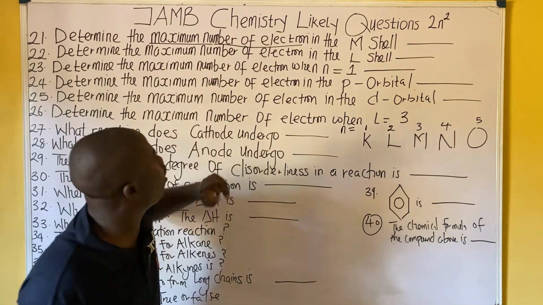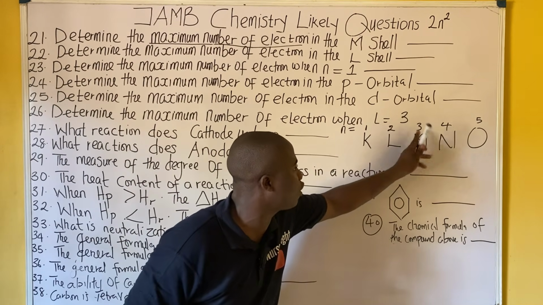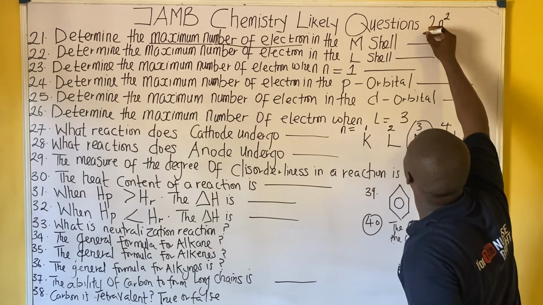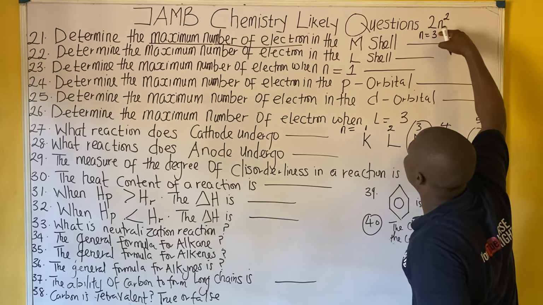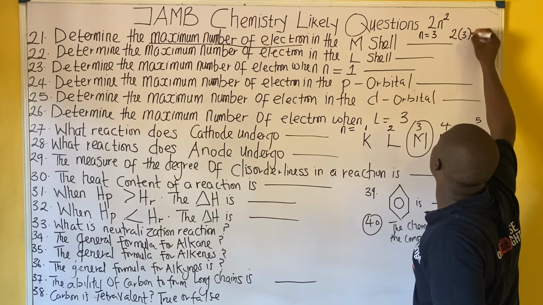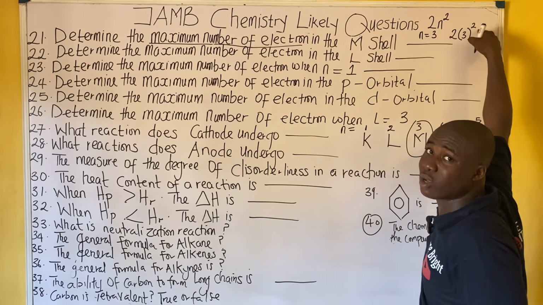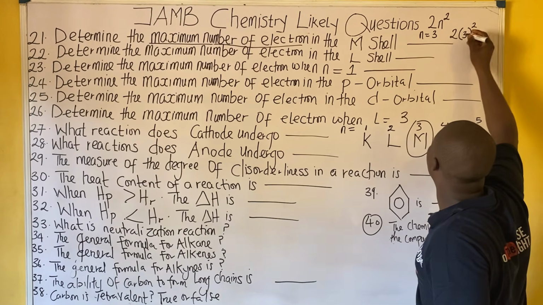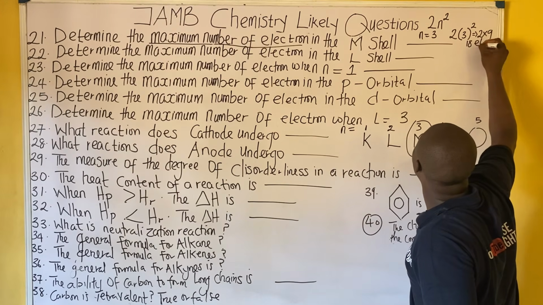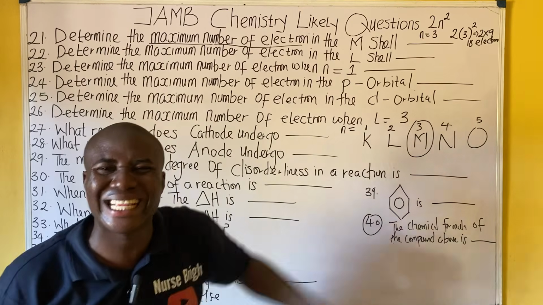So for the first question, determine the number of electrons in the M shell. You go for the M shell and look for the n value for the M shell. What's the n value for the M shell? 3. So for the M shell, n is equal to 3. Using the formula for the maximum number of electrons, it should become 2, open bracket, n is 3, close bracket, raised to the power of 2. You should solve the bracket first, BODMAS. So 3 raised to the power of 2, what's that? That's 9. 3 times 3 is 9. So we are having 2 times 9 altogether. We are having 18 electrons. So the maximum number of electrons that should be in the M shell is 18 electrons.